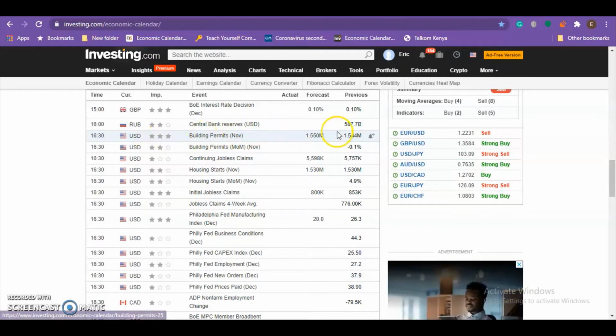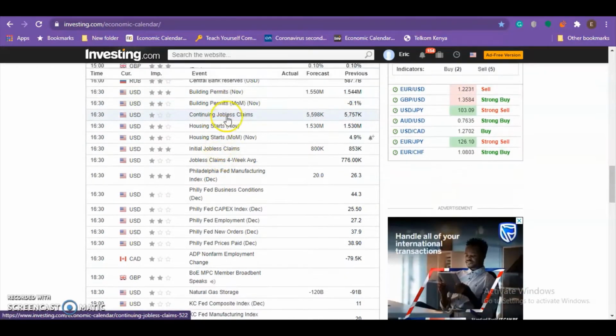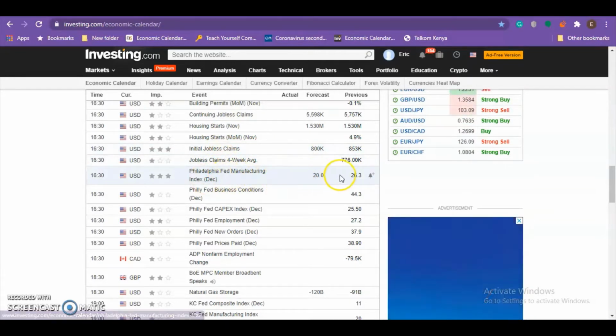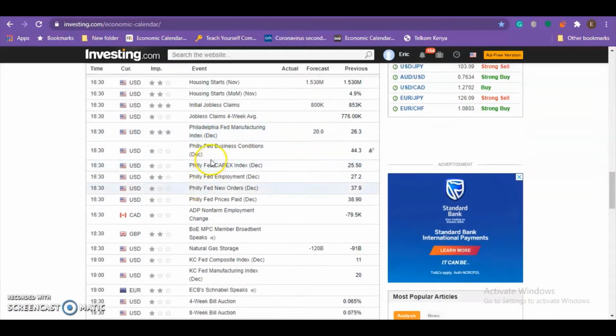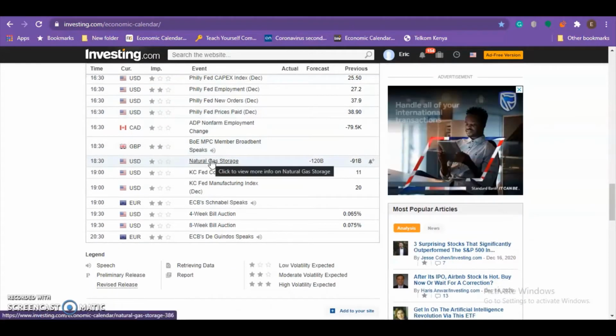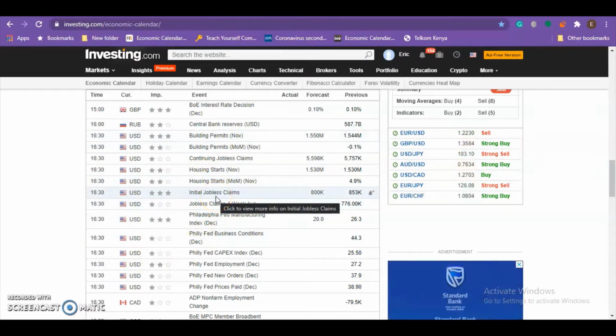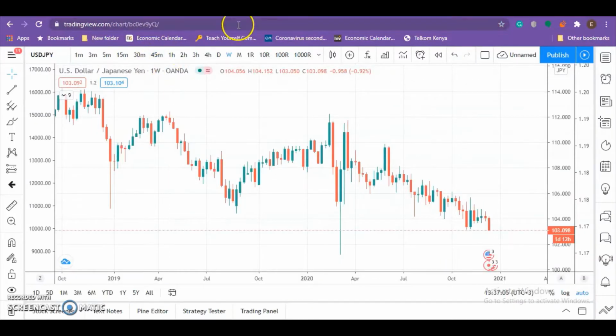We have our building permits which possibly have increased, the initial jobless claims which have reduced, and also the manufacturing index which has reduced. So with the US dollar we have mixed fundamentals. They start at 4:30, so at 4:30 we're going to be on the lookout for these fundamentals. Possibly we're going to place our trades past 4:30 with the US dollar versus the Japanese yen.